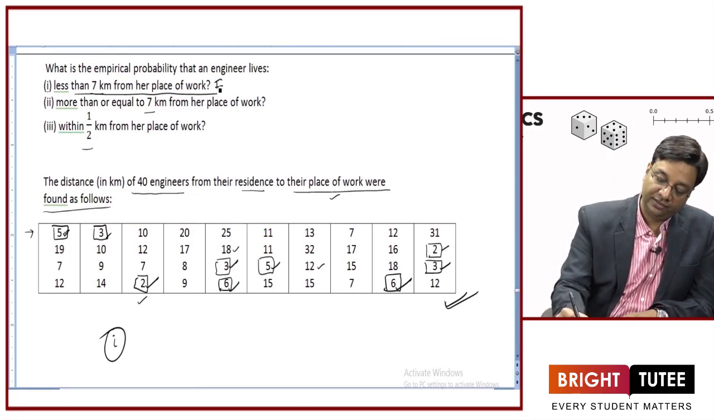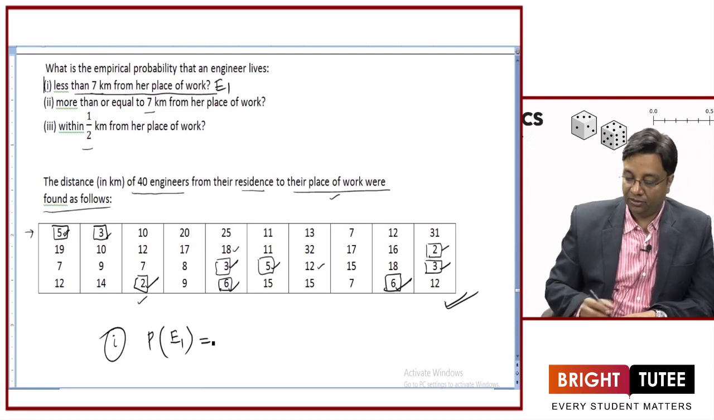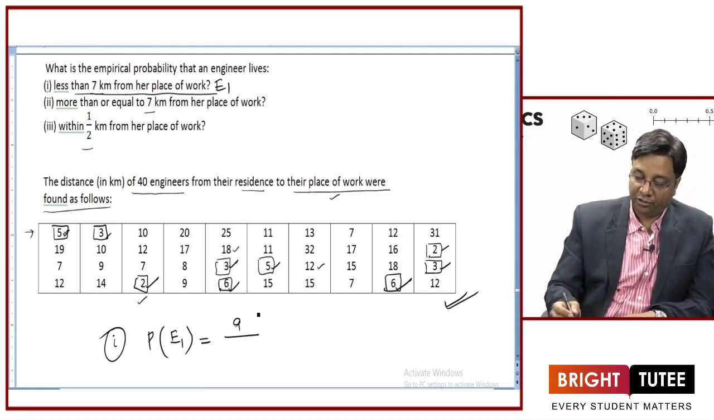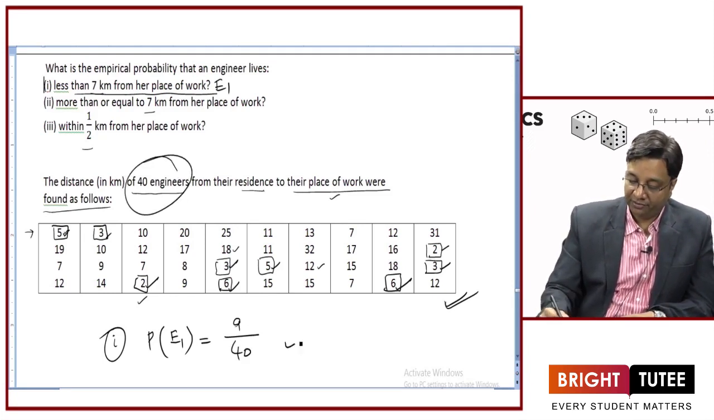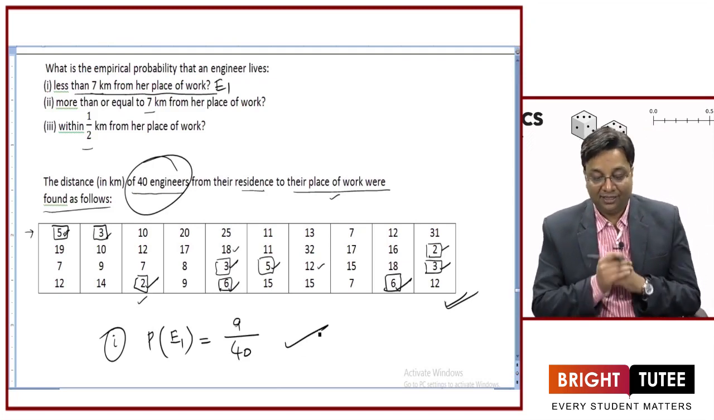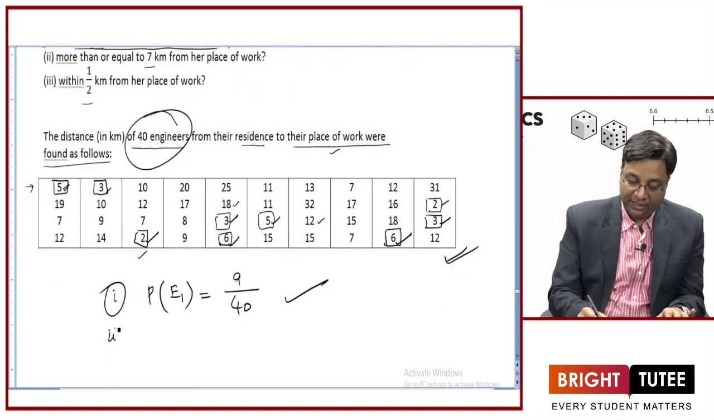Let us say this is E1. So, the probability of E1 is equal to, how many did we count here? 9, divided by how many were under observation? 40. So, 9 by 40 is the probability that an engineer lives less than 7 kilometers from her place of work. Look at this second part.